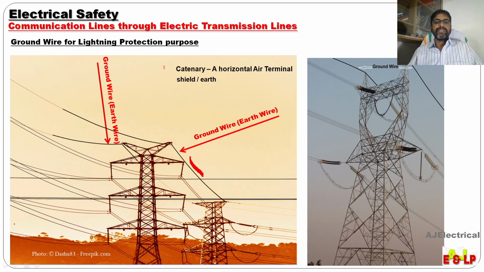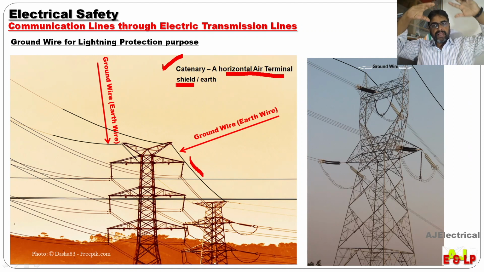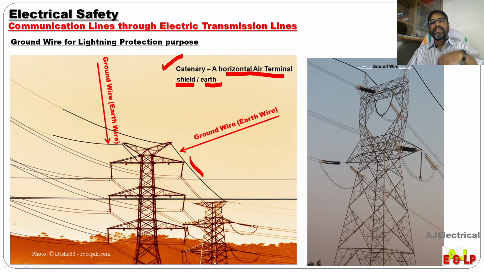And it is called as catenary wire, or it is a horizontal air terminal, or we can call it as a shield for protecting the other phase conductors, or we can say it as an earth wire. So actually the purpose of the topmost conductor is for lightning protection only. But we are converting the purpose of this ground wire to communication lines, which we can discuss.